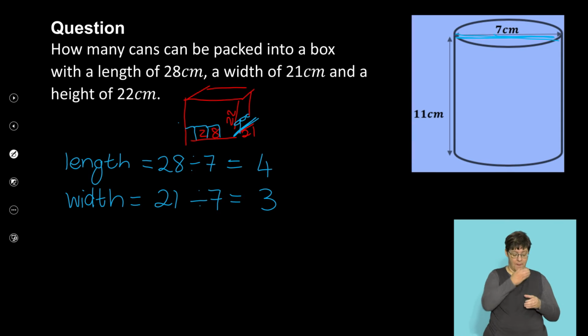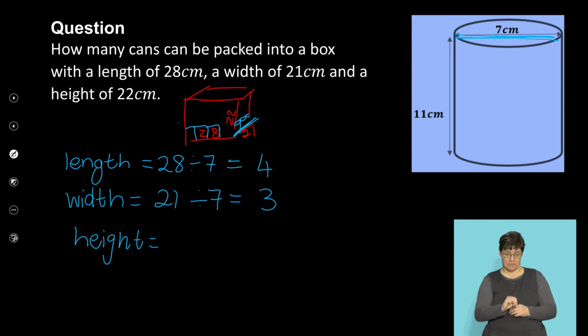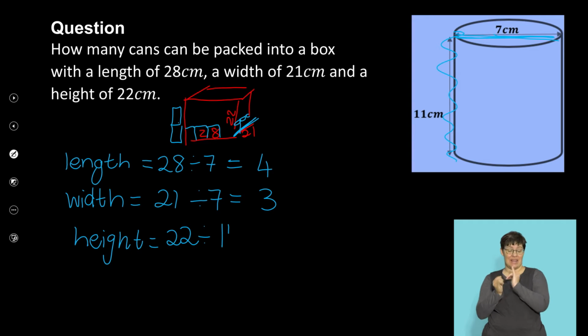Now let's have a look at how the height is going to be affected. My height is 22 centimeters, but my cans themselves have a height of 11 centimeters. So that means I can fit 1 can on top of the other. So I'm going to have 22 divided by 11. We're dividing by 11 because the height of the can is 11. So we're going to be able to stack 2 cans on top of each other along the height of the box.